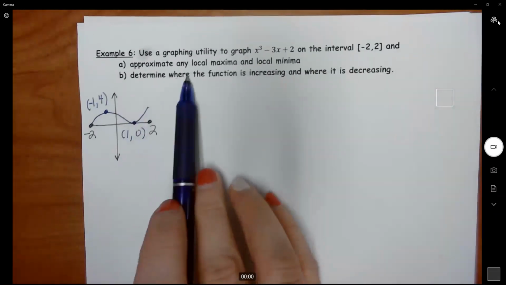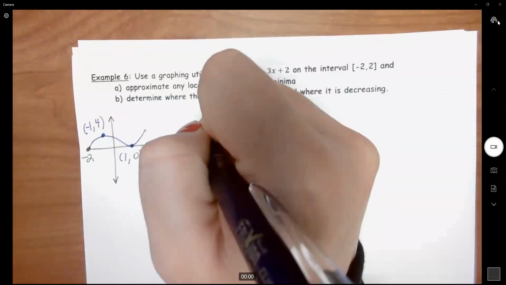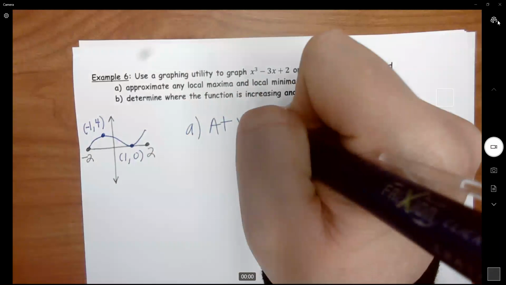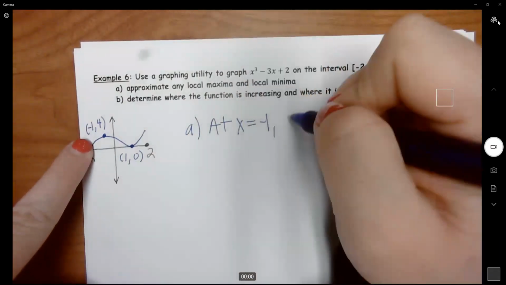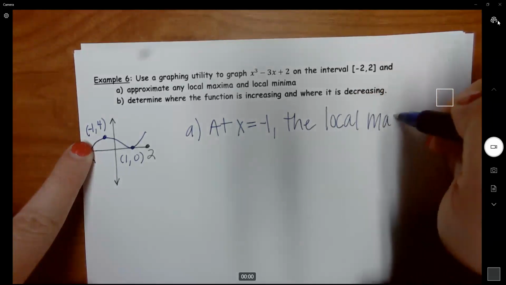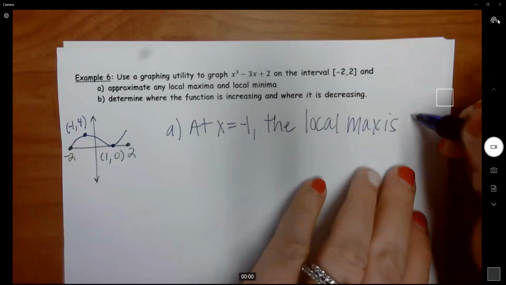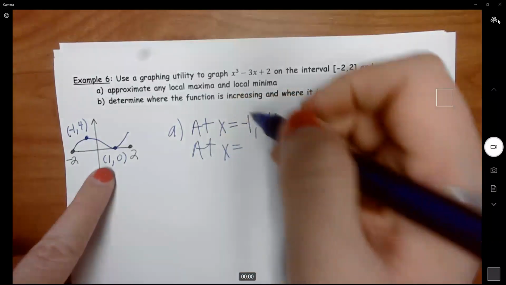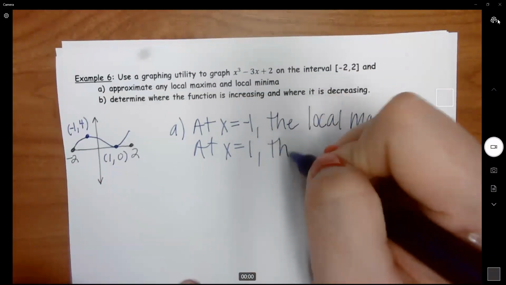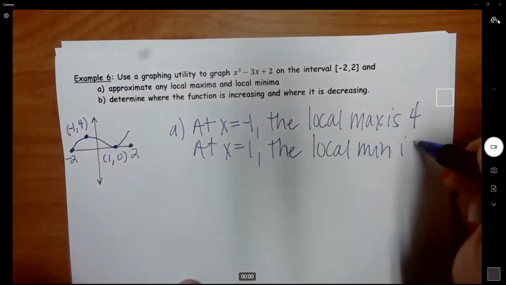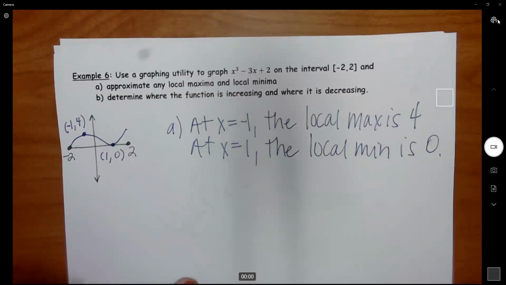So approximate any local max and min. So for A, at x equals -1, the local max is 4. And at x equals 1, the local min is 0.